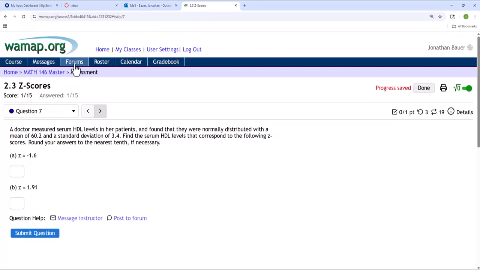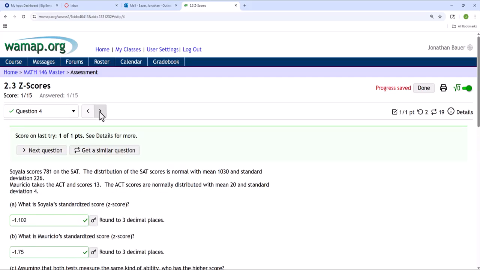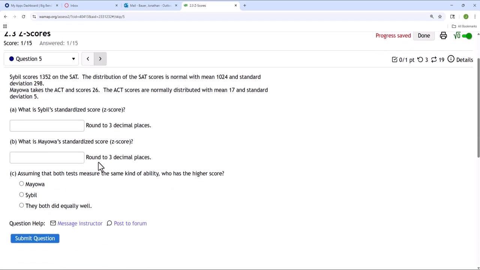So if I go here, wrong place, and look for a question, I want to jump back a little bit. This one here. It says Sybil scores 1,352 on the SAT. The distribution of the SAT scores is normal with a mean of 1,024 and a standard deviation of 298. Mayowa takes the ACT and scores 26. The ACT scores are normally distributed with a mean of 17 and a standard deviation of 5.